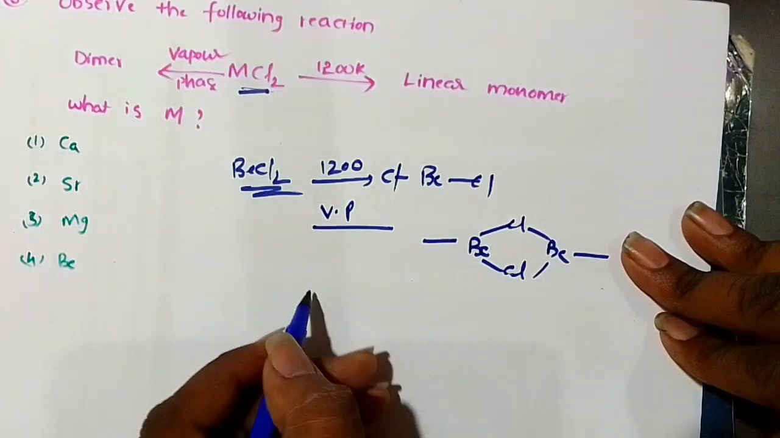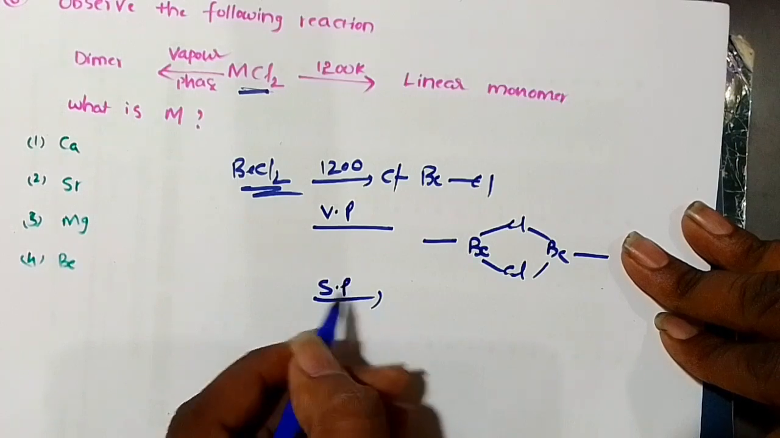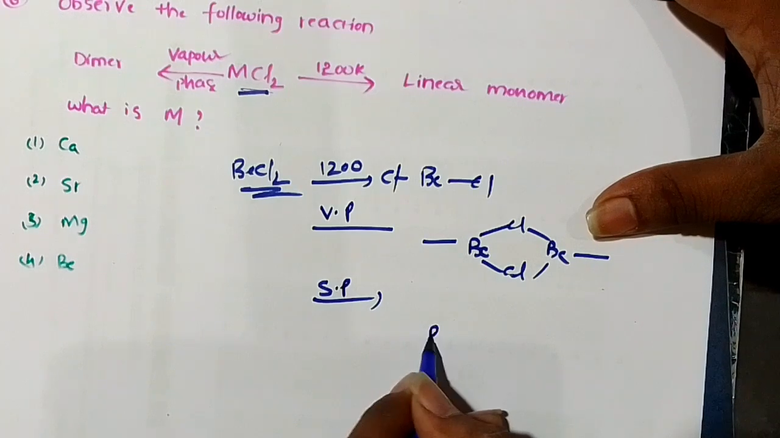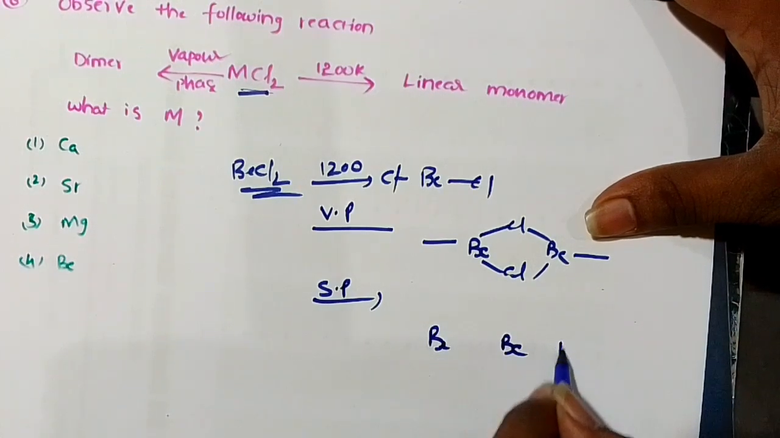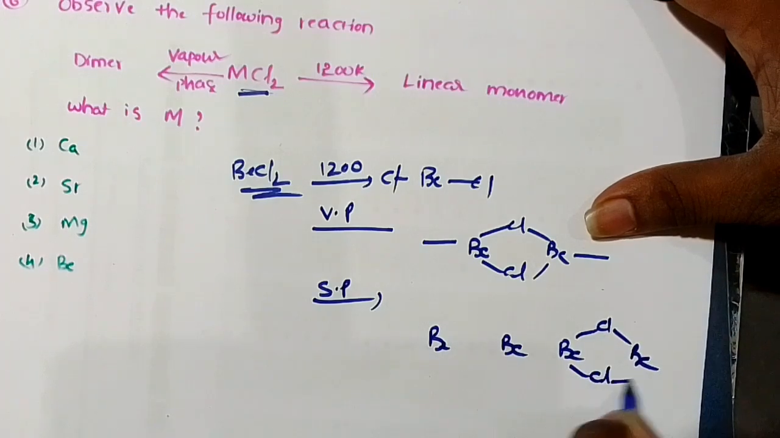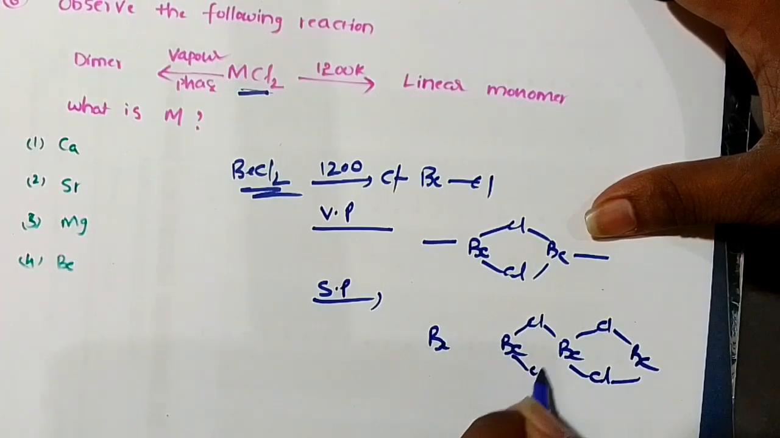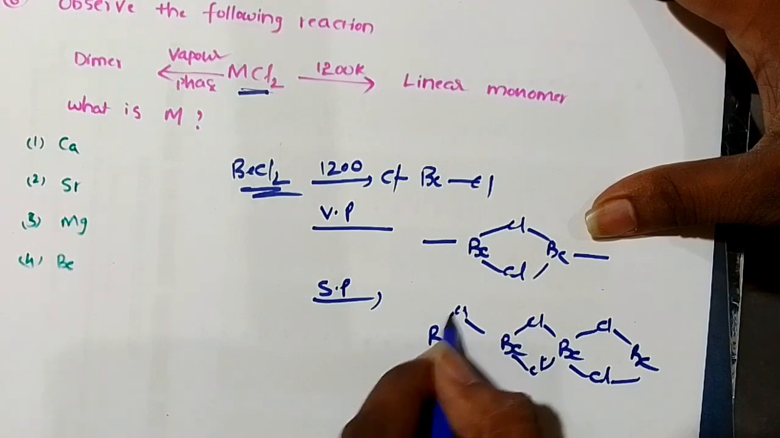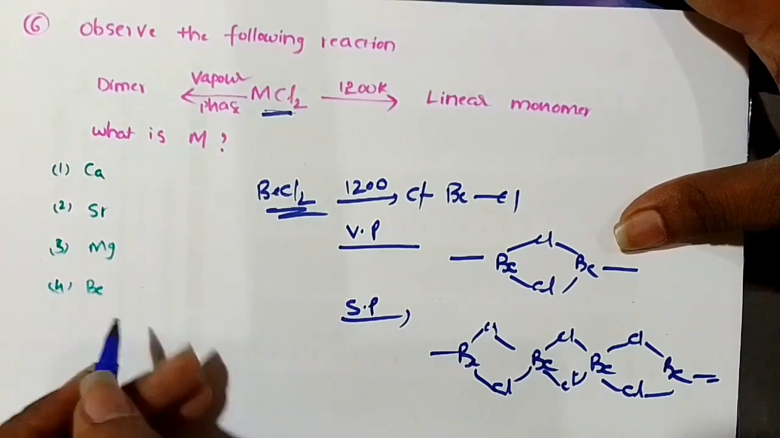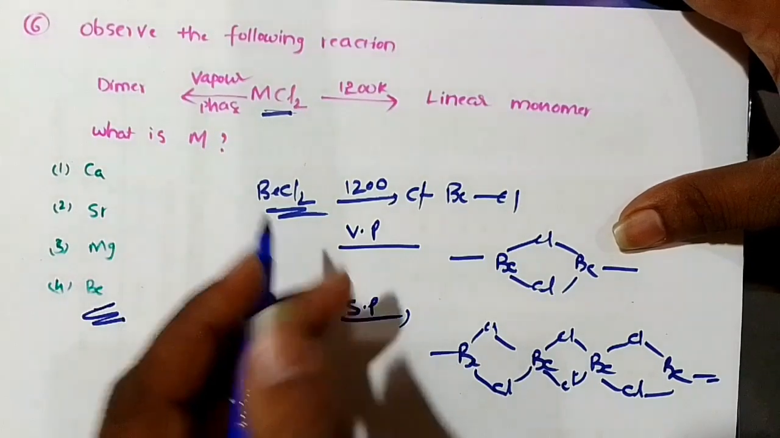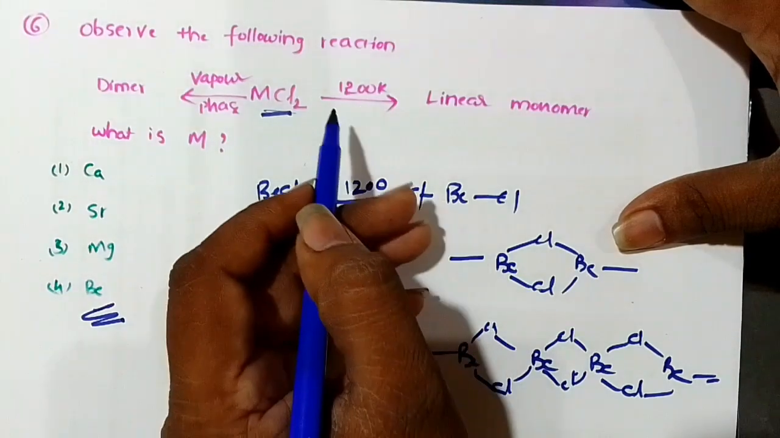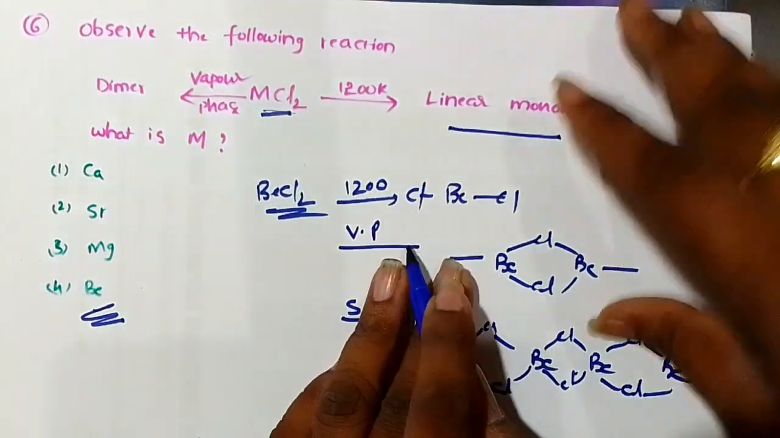In vapor phase it exists as a dimer, and in solid phase, in salt state, it exists as a polymer. So the answer is BeCl2. BeCl2 in vapor phase exists as a dimer, in solid phase it exists as a polymer, and at 1200 Kelvin it exists as a linear monomer.